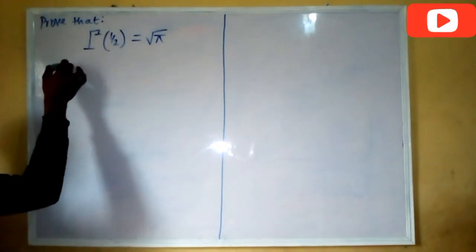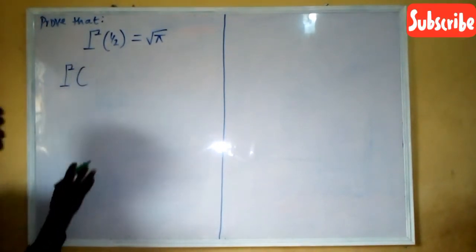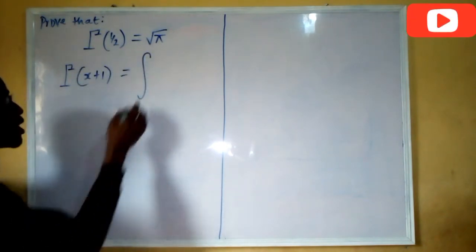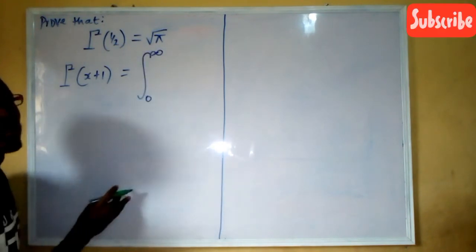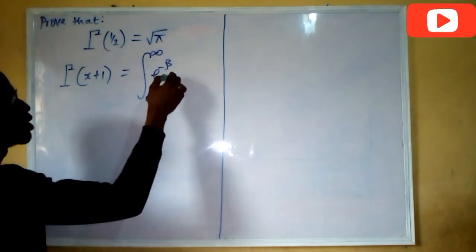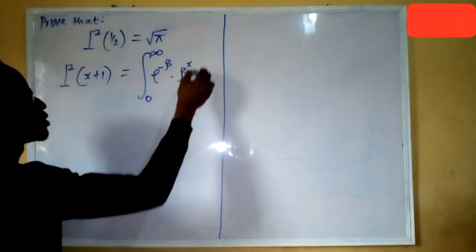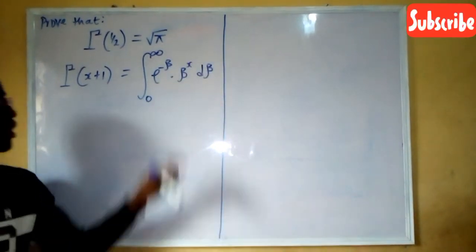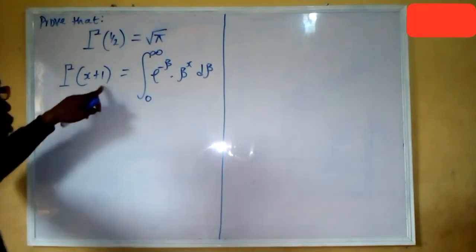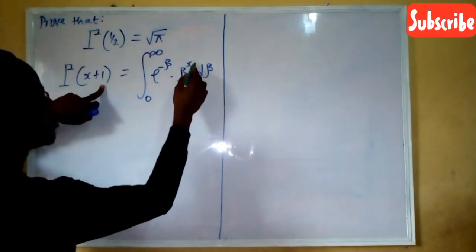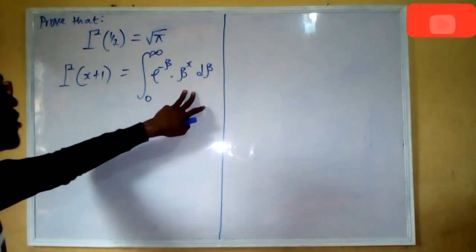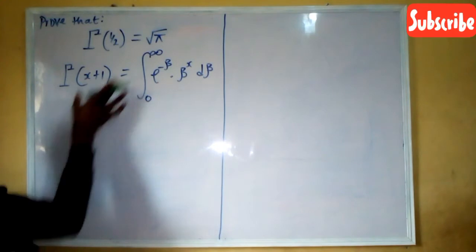By the definition of the gamma function, the gamma function of x plus 1 is the same thing as the integral from 0 to infinity of e raised to the power minus b, times b raised to the power x, db. This is the meaning of the gamma function. The only difference is x plus 1 here. So if I have this, how can I prove that this is equal to this?